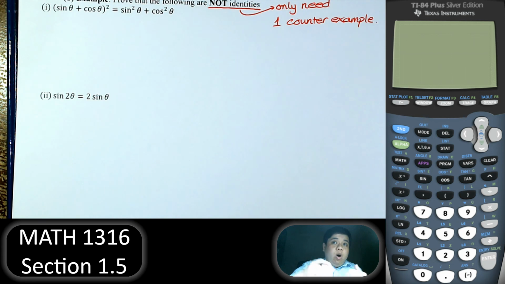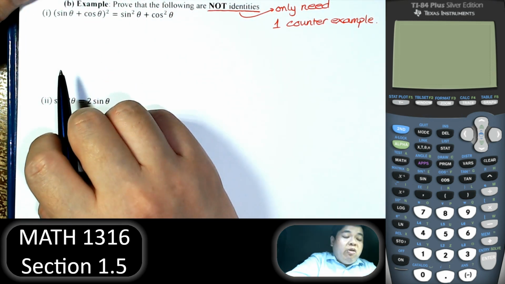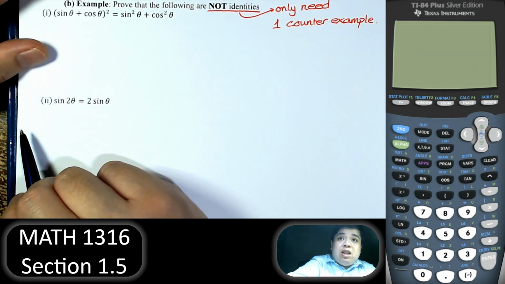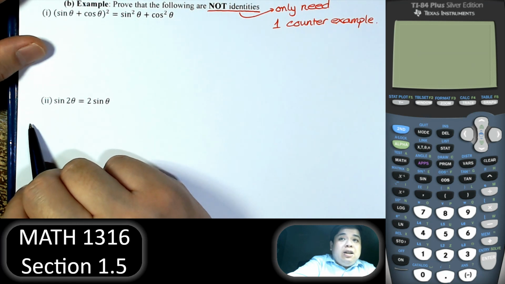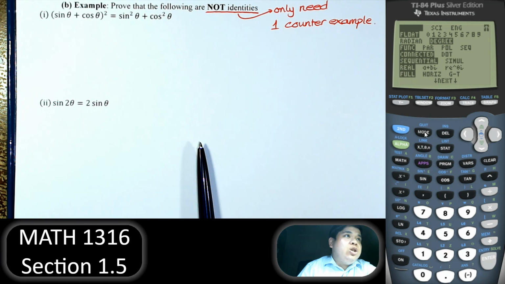Identity means it works for every value of theta, every value of the variables. Right. So how do we find that counterexample? Well, that's not an easy thing. One way to do that though is we just graph them and see. If we have identities, the graph should be identical. Now, by the way, we have in degree mode, which is good. If we have degree mode, make sure we change the window.